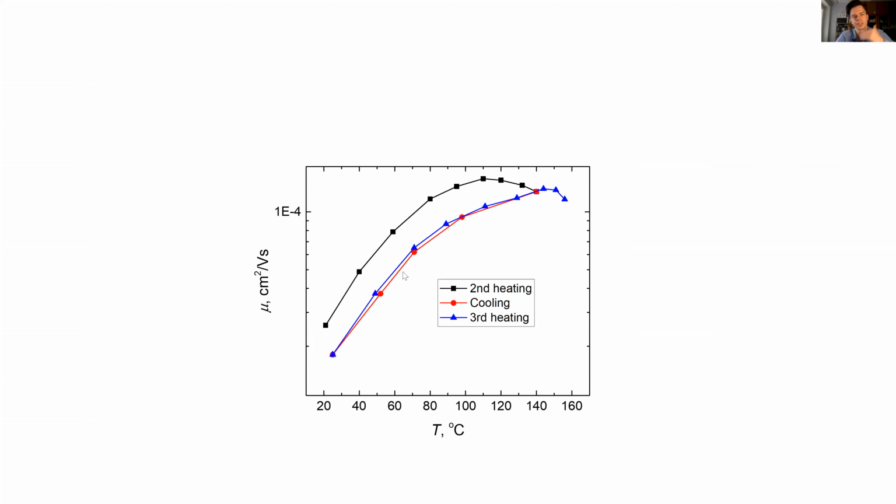So at a certain point, when you don't heat enough, it's reversible. But when you heat too much, the morphology changes again. For example, the third heating repeats the second cooling curve, and then when you reach a higher temperature, it starts to change the mobility as well as the morphology.